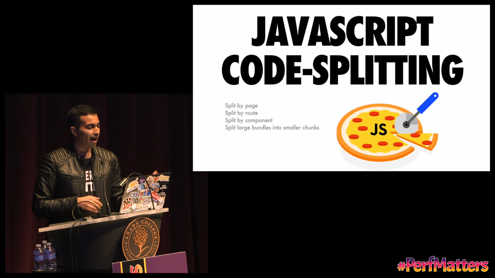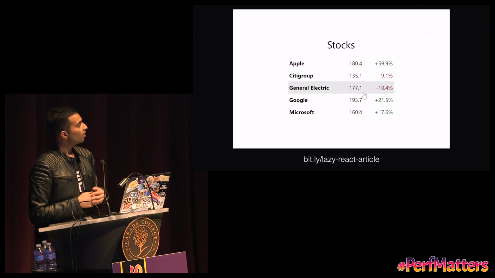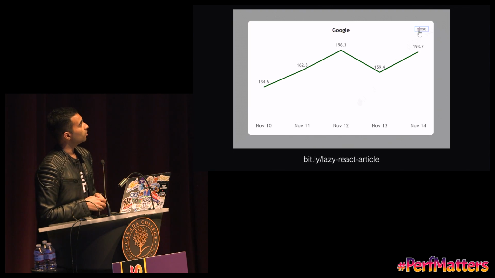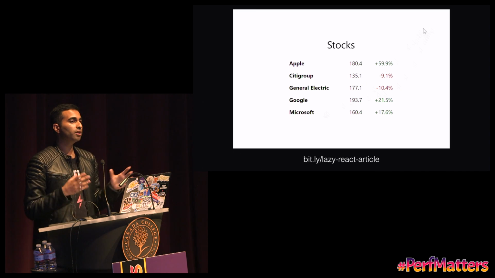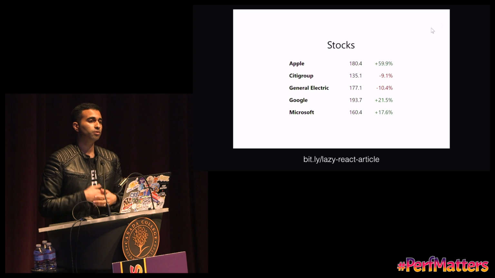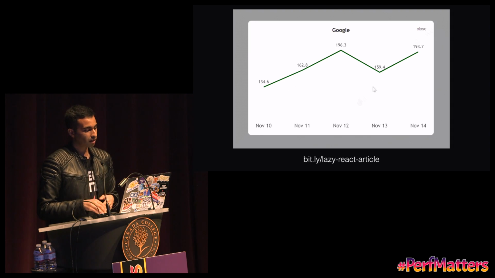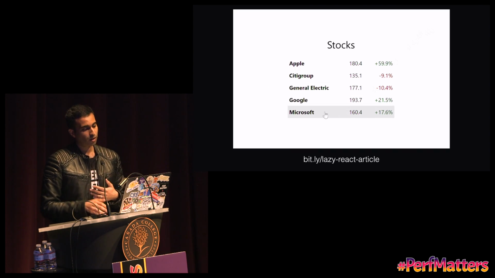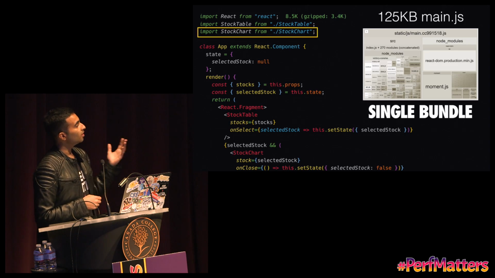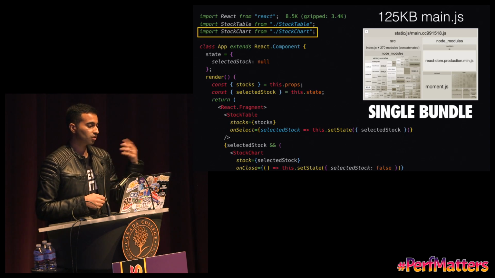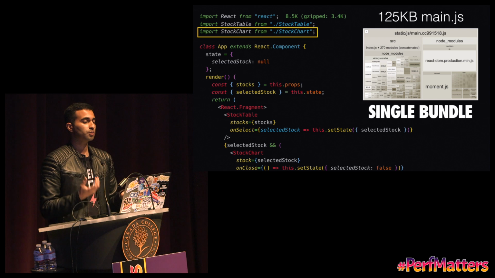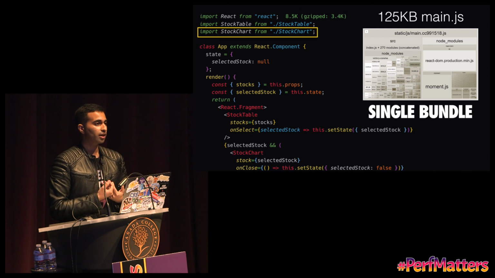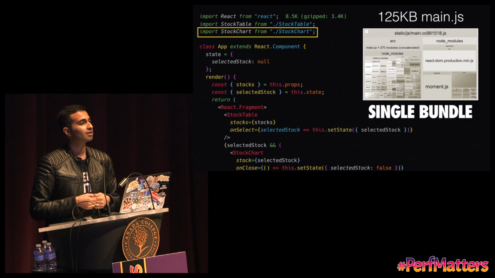example. So here we have a stock market application where if you click on any of those entries, it'll open up this larger chart component. But that chart component is not critical for the initial load. That could be loaded on demand. And so in this React app, we can move away from statically importing that component. This is just a static import. We're starting off with a single large bundle where all of our code for this experience exists in one single main.js file. It's about 125 kilobytes in this case.